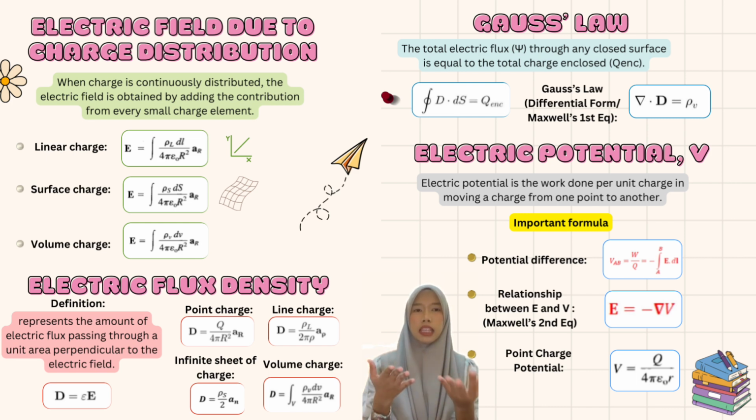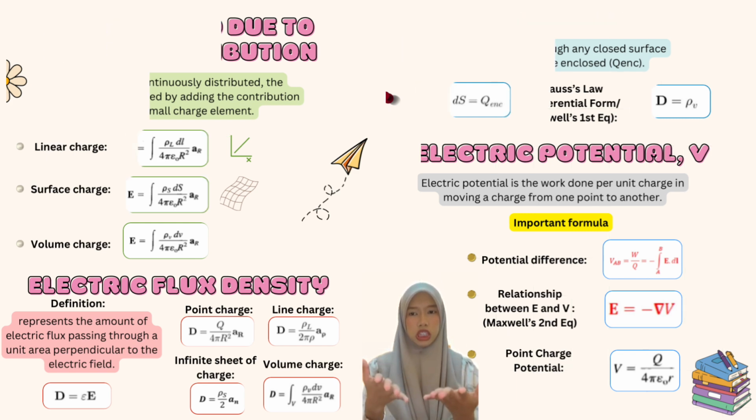Lastly is Gauss' law. It states that the total electric flux through a closed surface is equal to the total charge enclosed by the surface. This law helps simplify the calculation of the electric field, especially for symmetrical charge distributions.